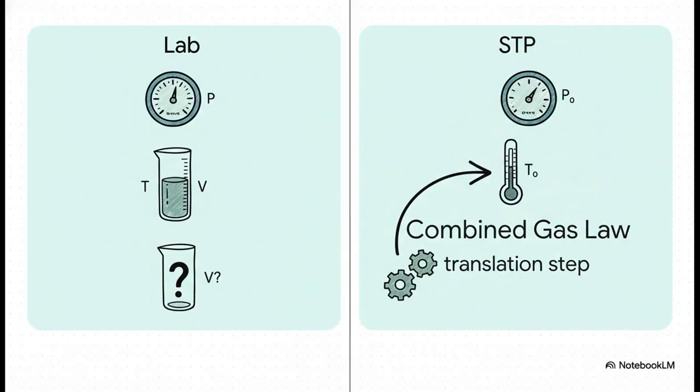On the left, we have our lab conditions, our pressure, our volume, our temperature. On the right, we have the standard conditions, STP. We need to figure out what our gas's volume, V2, would be if we moved it from our lab into that standard world. To do that, we use a powerful tool called the combined gas law. It lets us predict exactly how the volume will change.